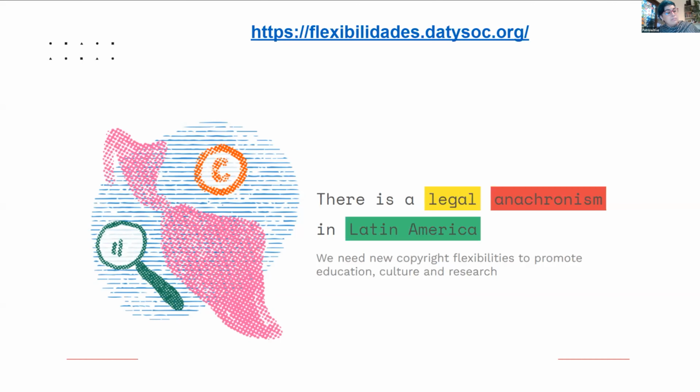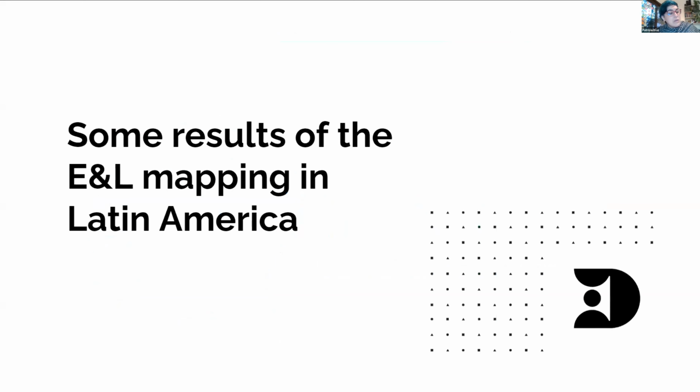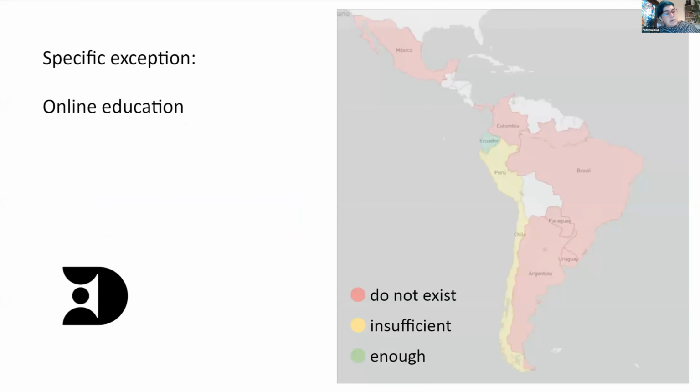In our interactive map tool, we analyze the presence or absence of specific exemptions for some uses. Let me show you some examples. The first example is this map, which shows which countries have some specific exemption for online education. Only the Ecuadorian copyright law expressly and clearly includes exceptions to copyright for face-to-face, semi-face-to-face, dual, online, and distance study or learning processes.